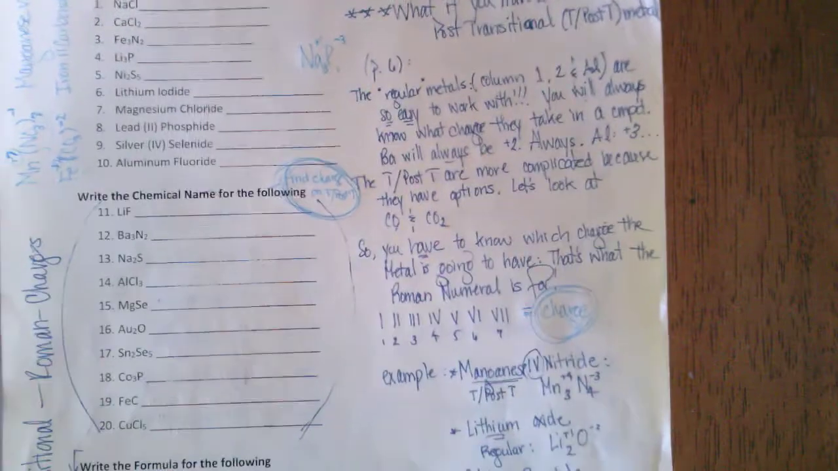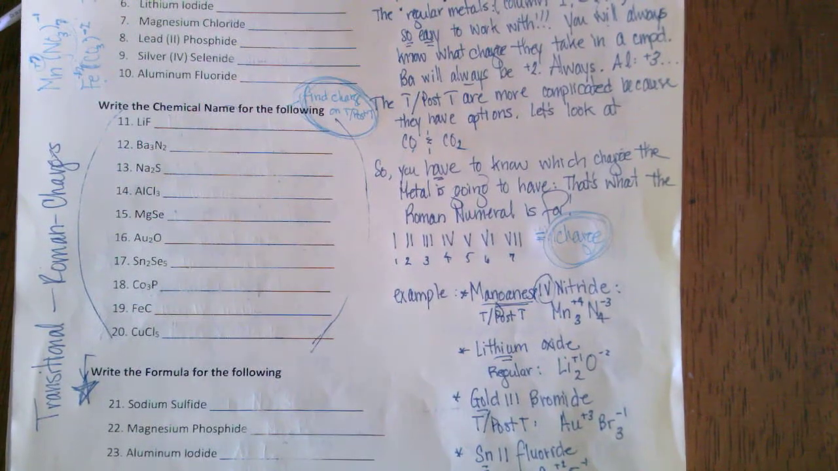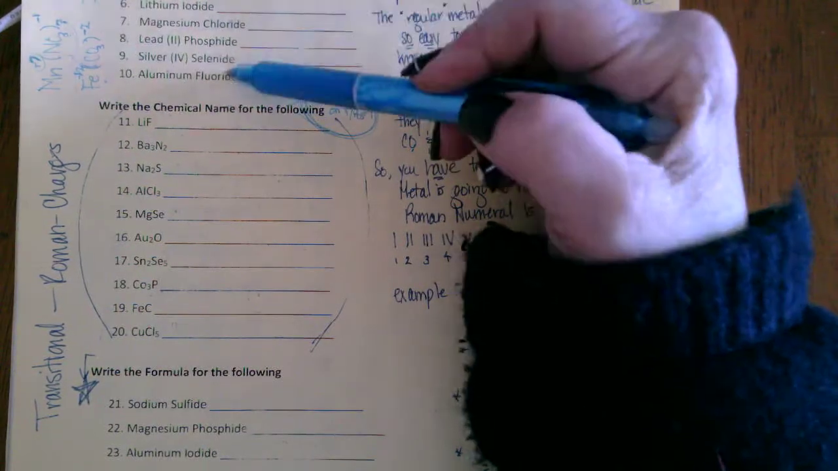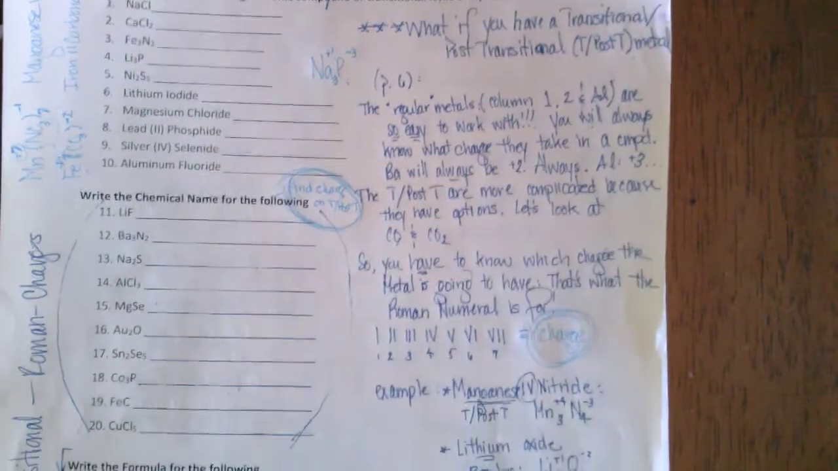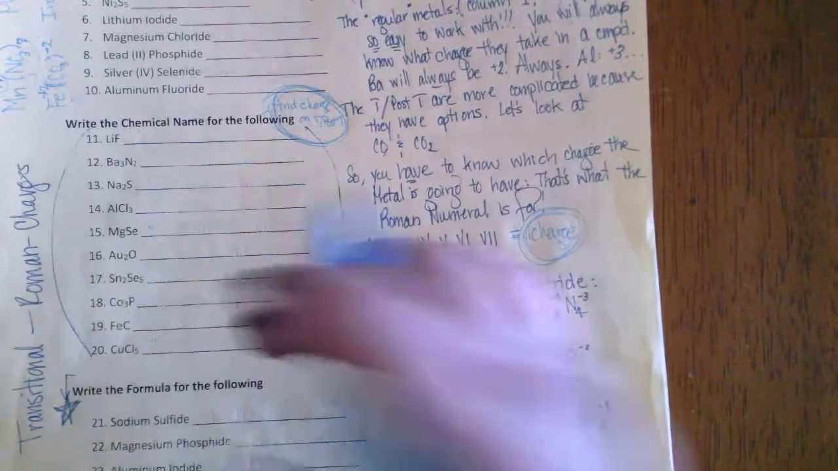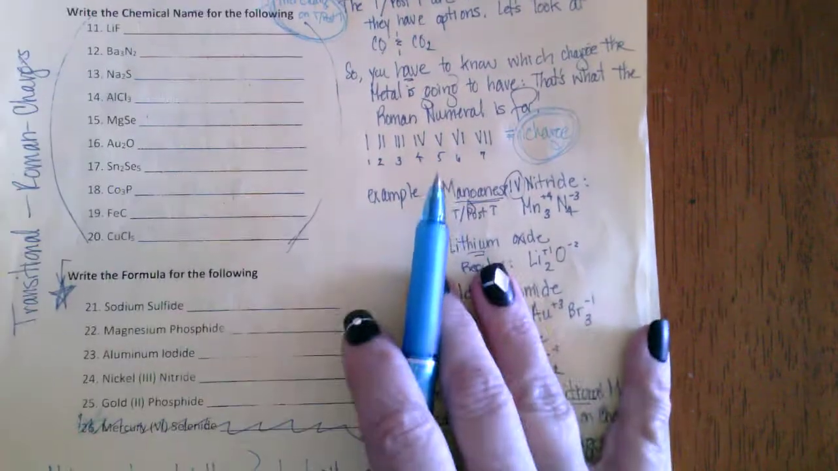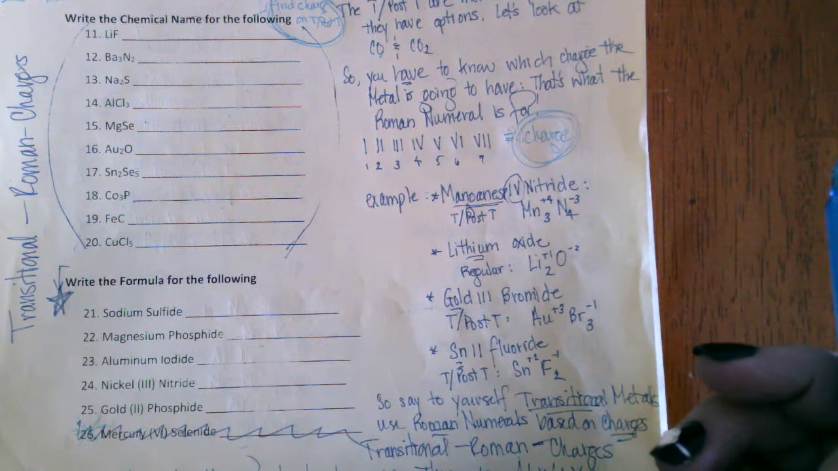Now your homework is going to be to do 1 through 10, and all you have to do is write either regular or transitional, R or T. That's all I need you to do. For these, you're going to write the chemical name from the formula. For these, you're going to write the chemical formula from the name.